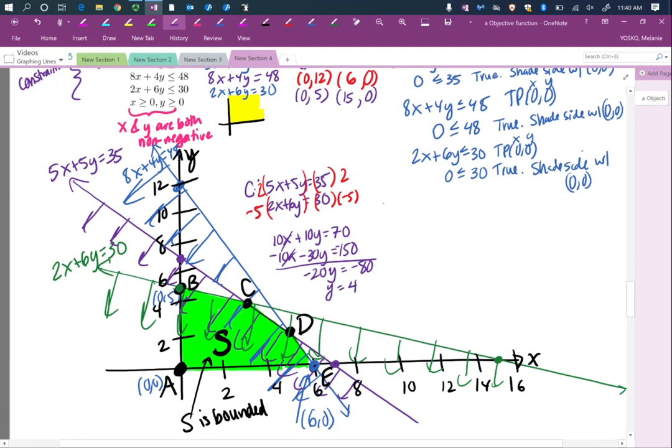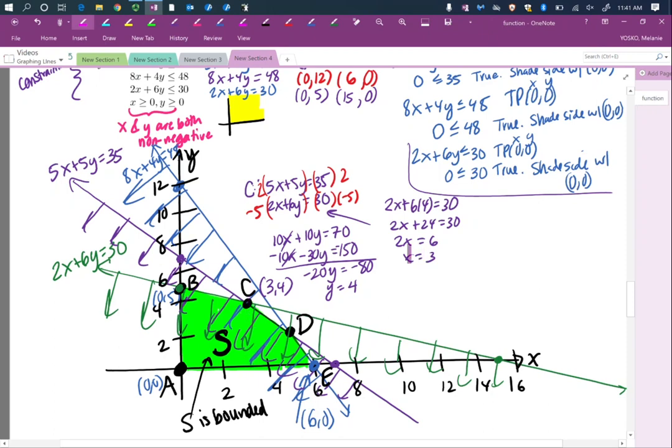So you plug 4 into either equation to get the x. So 2x plus 6 times 4 equals 30. So 2x plus 24 equals 30. We'll plug into this one. 2x equals, what's that, 6? x is 3. Then you look at the point C. Does it look like the point could be (3, 4)? So here's C. My picture is not perfectly to scale, but sure, the x coordinate could definitely be 3. It's between 2 and 4, looks like here. And the y coordinate looks like 4, so (3, 4).